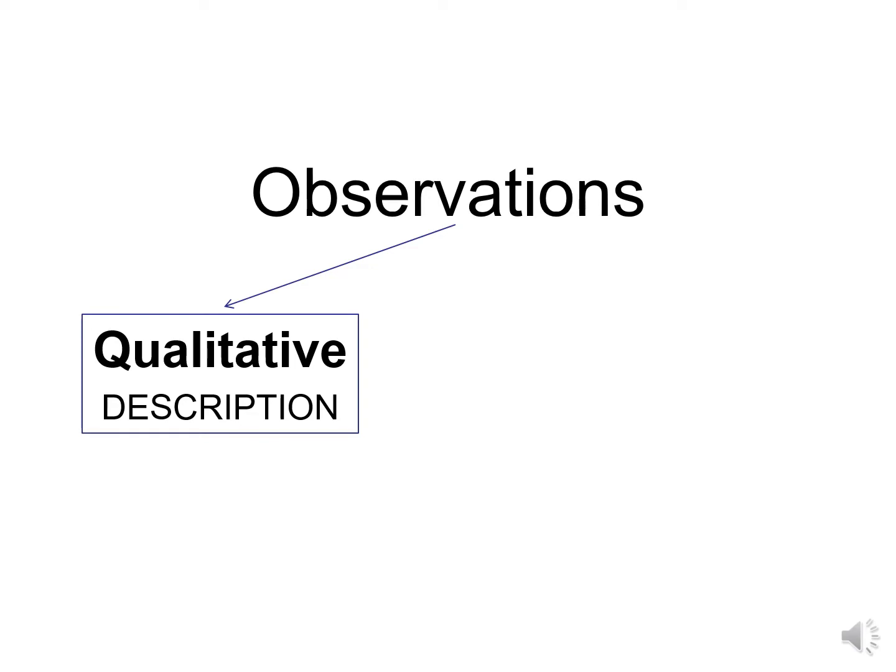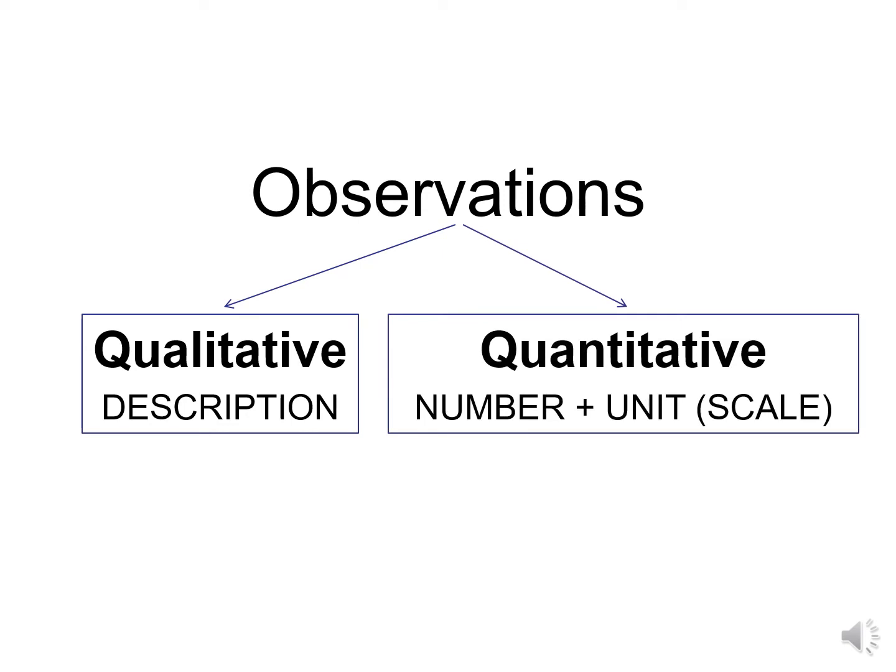Somehow, if an object is hot or cold, one would like to be able to assess the relative coldness or hotness of that object. In other words, we must be able to somehow use a number to describe that relative hotness or coldness. And this now brings us to a quantitative observation, which involves invariably a number and a unit or scale.